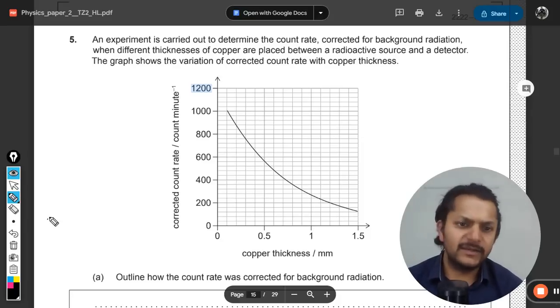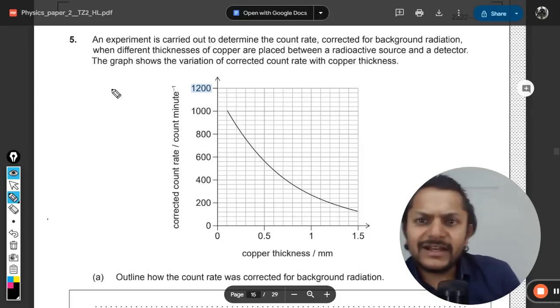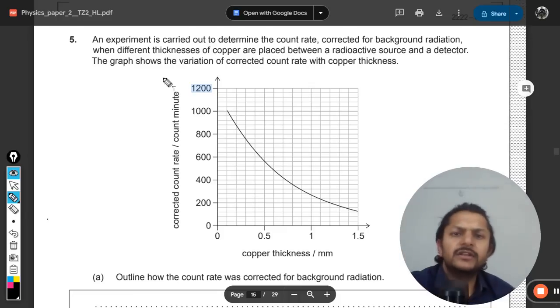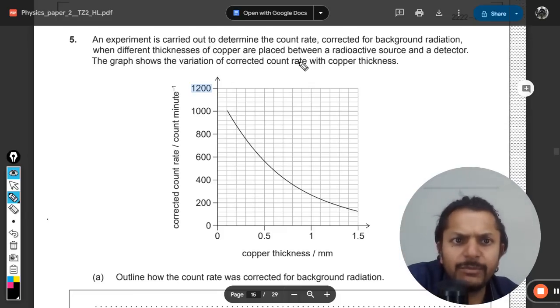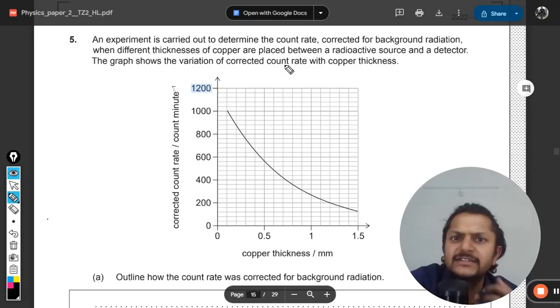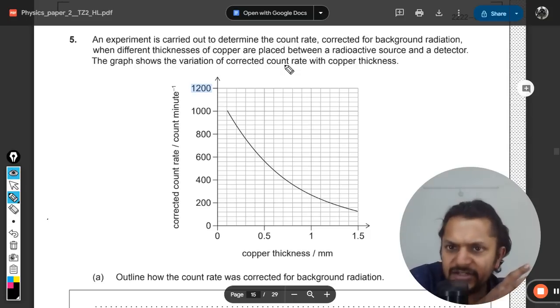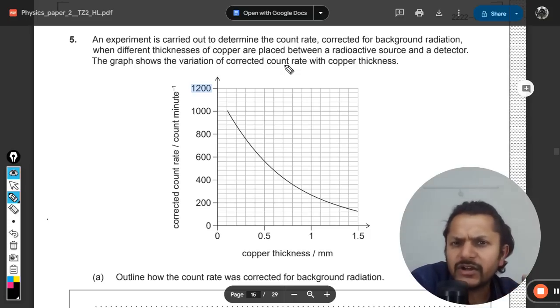Okay, dear student, let's see what is there in this question. An experiment is carried out to determine the count rate corrected for the background radiation when different thicknesses of copper are placed between the radioactive source and the detector. The graph shows the variation of the corrected count rate with copper thickness.